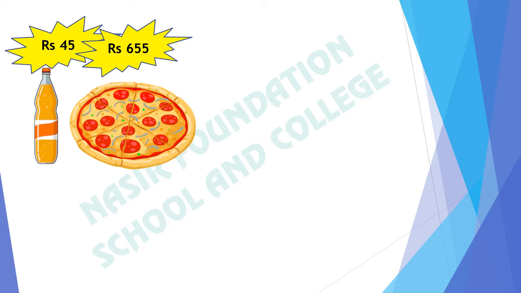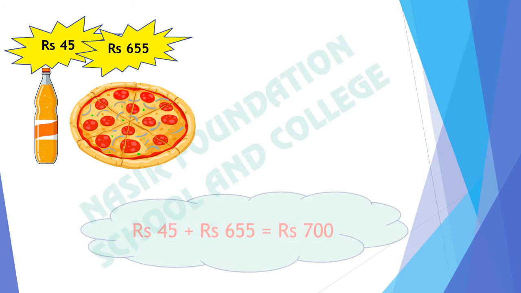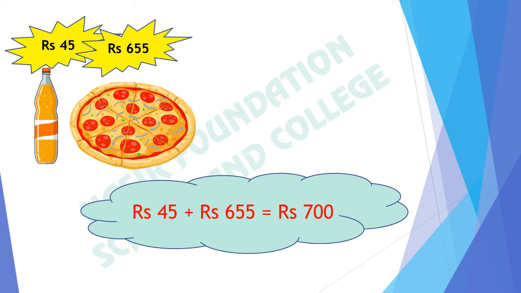Her brother orders a juice and a pizza. The price of a pizza is 655 rupees and the price of a juice is 45 rupees. If we add 655 rupees and 45 rupees, the sum is 700 rupees.